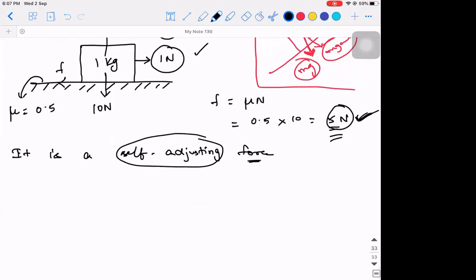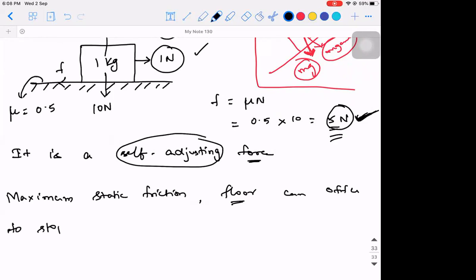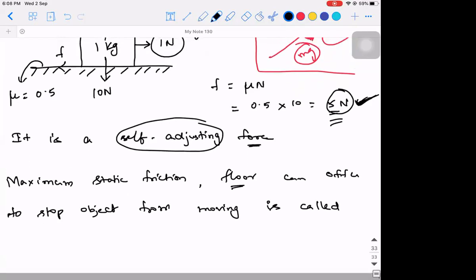One more important point: this 5 Newton is the maximum static friction the floor can offer to stop the object from moving. Here I'm using the word floor, but you can say any object. The maximum static friction the floor can offer to stop the object from moving is called limiting friction.